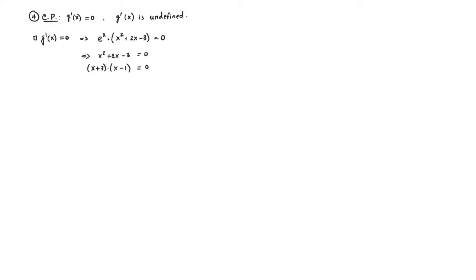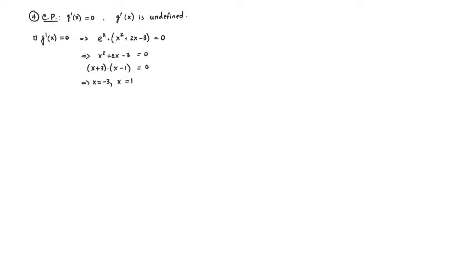And this implies that x is equal to negative 3, x is equal to 1. Now, to make them official critical points where we are going to have the possibility of a local max or a local min, I have to make sure that the function g is defined at negative 3 and 1. If you remember, g of x is e to the x times x squared minus 3. That means that g is defined at negative 3 and 1.